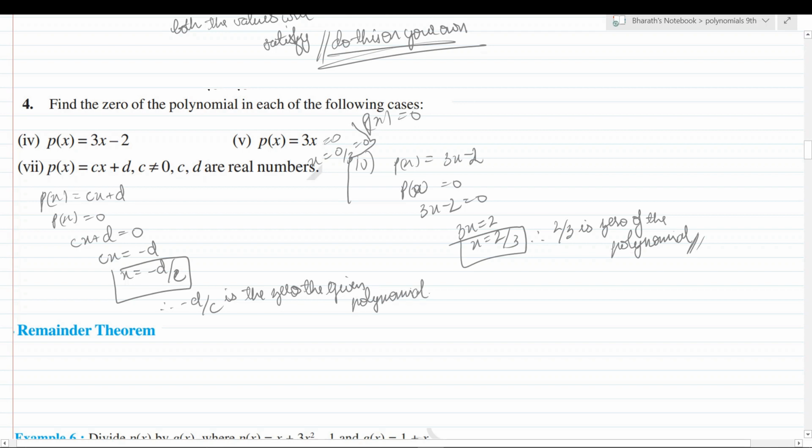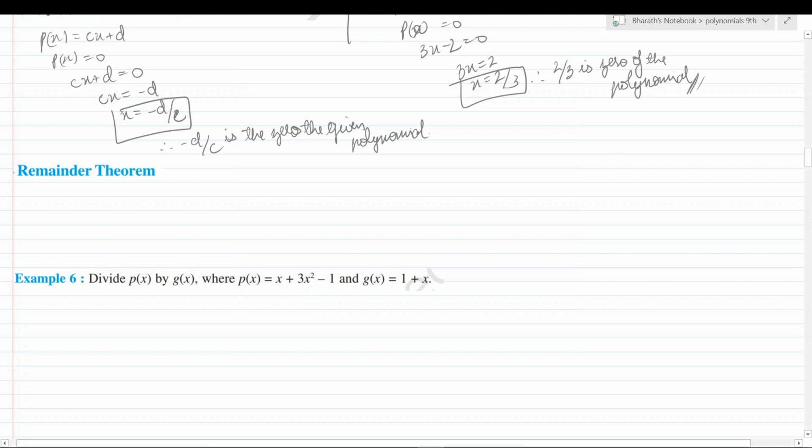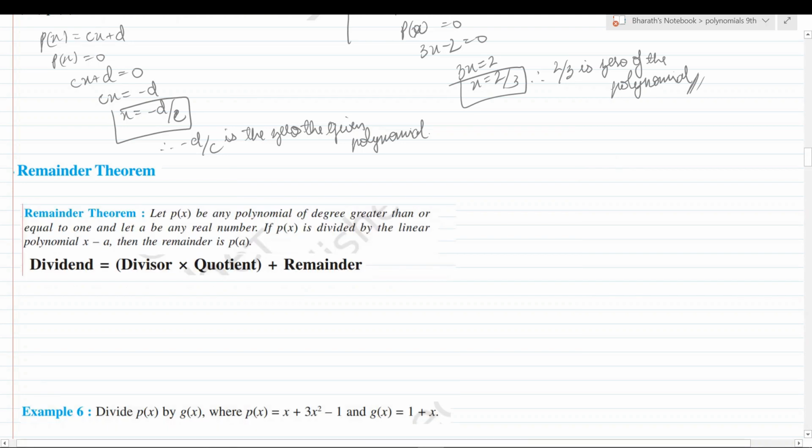My handwriting sucks in this, but your handwriting rocks, I know that, and just do it on your own, follow the steps. Now let's start with the remainder theorem. See, remainder theorem: let p of x be any polynomial of degree greater than or equal to 1, and let a be any real number. If p of x is divided by a linear polynomial x minus a, then the remainder is p of a.